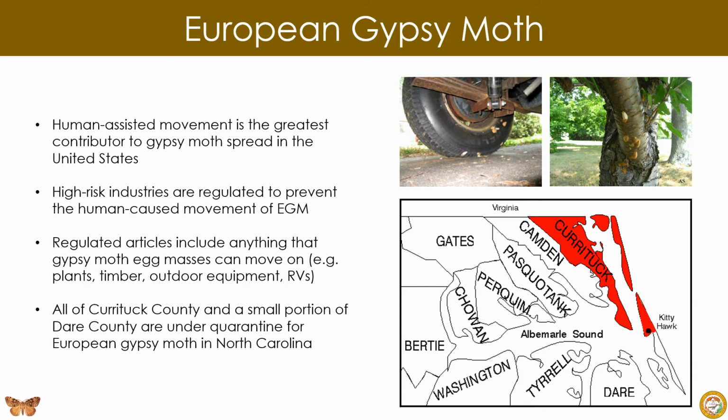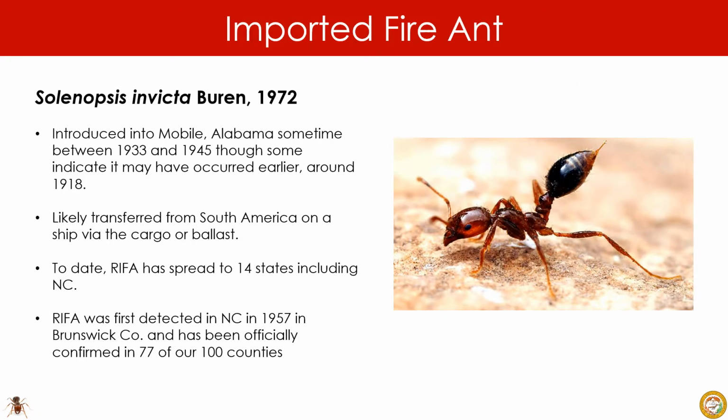The next insect, the imported fire ant, is a pest most are familiar with as it is prevalent throughout much of North Carolina and is an aggressive, mean insect known to both sting and bite if disturbed. IFA was first introduced in the United States in Mobile, Alabama, sometime between 1933 and 1945. The pest likely transferred from South America on a ship via the cargo or ballast.